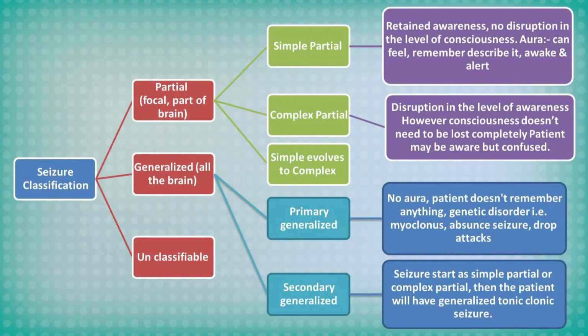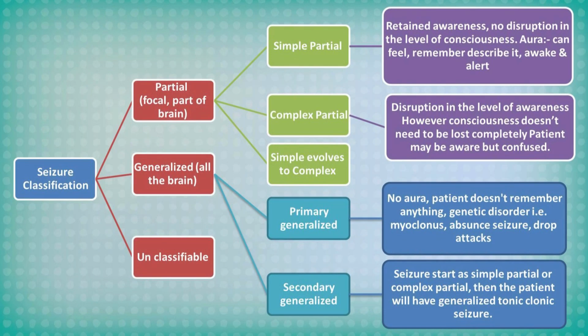The other type in the classification is generalized, and generalized seizures are also categorized into either primary generalized or secondary generalized. Primary generalized meaning that the seizure is generalized from the beginning. So there is no aura, the patient does not remember anything, and it is generally a genetic kind of disorder.